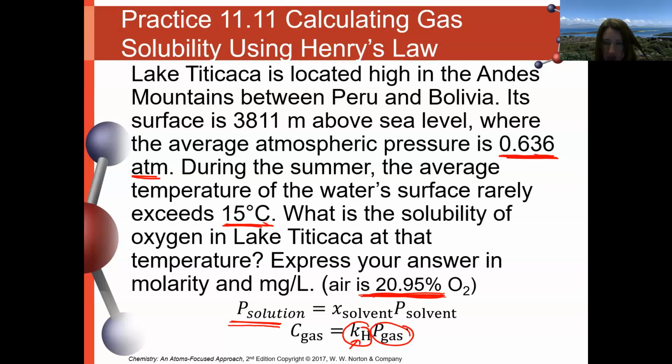So we need to figure out the partial pressure of the oxygen to get to this solubility. How are we going to figure out the partial pressure? We're going to use this. Remember, this is Raoult's law, which we talked about last week. It's going to be the mole fraction of the oxygen in air times the atmospheric pressure, which is given. And that's how we're going to figure out our solubility.